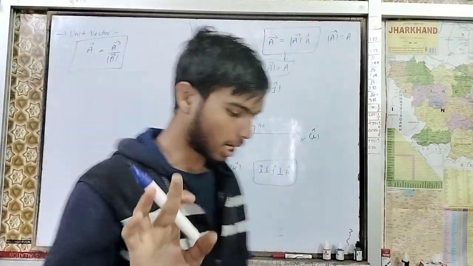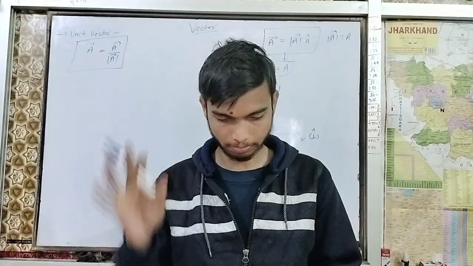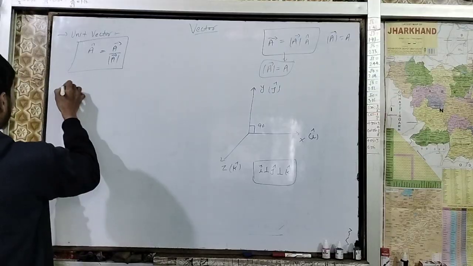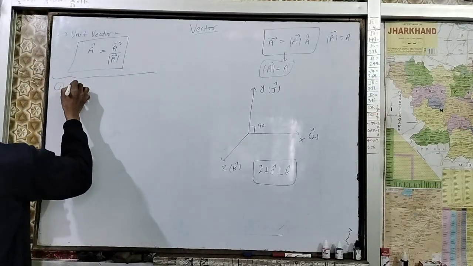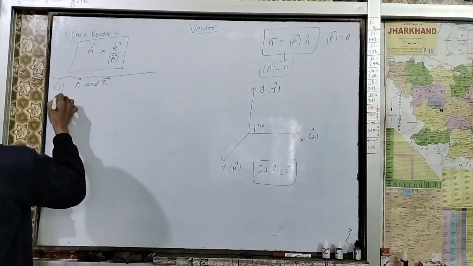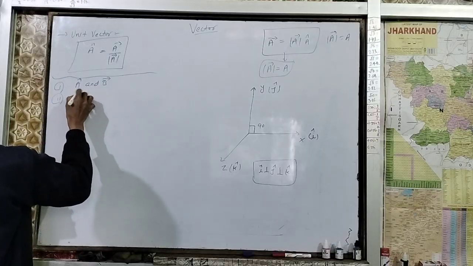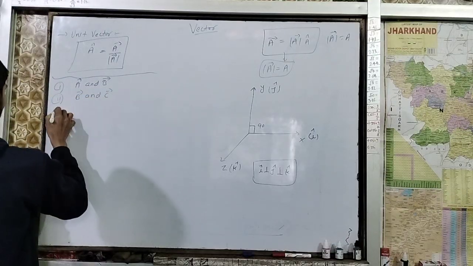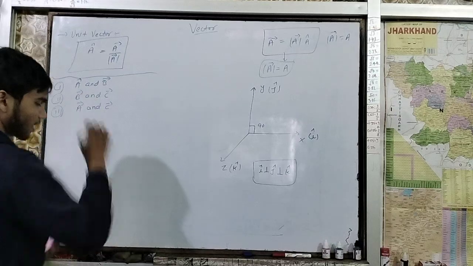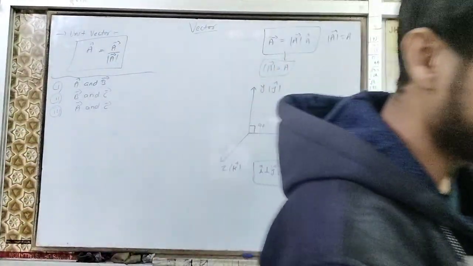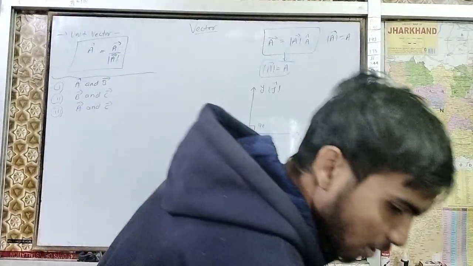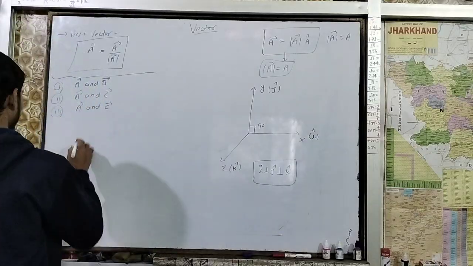Three vectors A, B, C are shown in the figure. Find the angle between them. So let's see the figure. The question is saying find the angle between A vector and B vector, B vector and C vector, and A vector and C vector. Clear? Figure for each question which we have first.